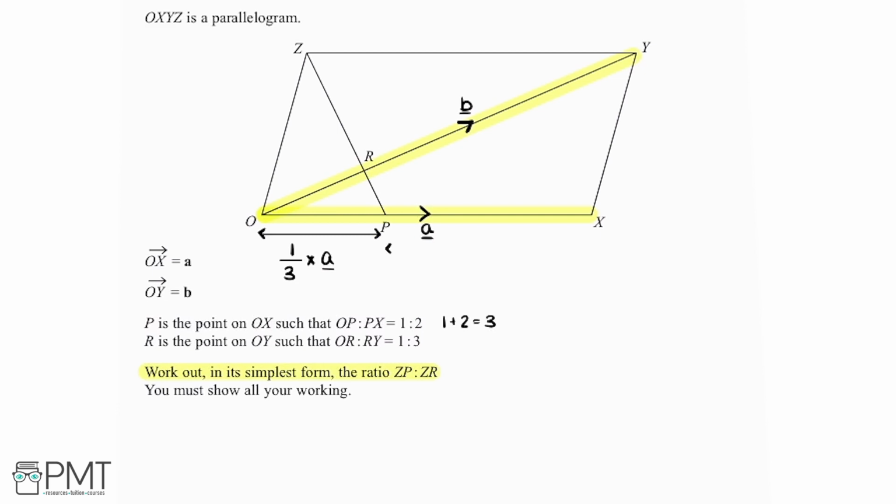Now let's have a look at the other part. PX is the exact same thing. For this, we've got 2 out of 3, multiplied by the whole thing, which is the vector A.